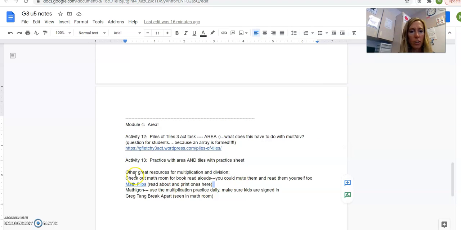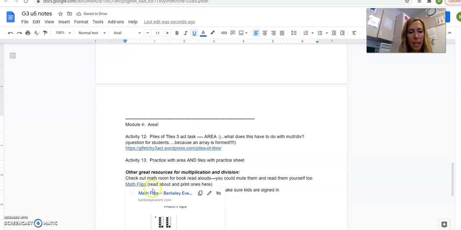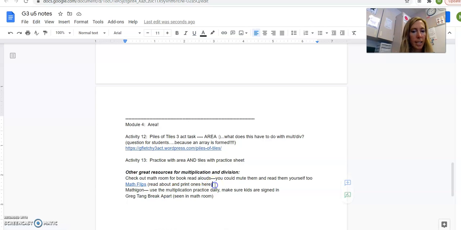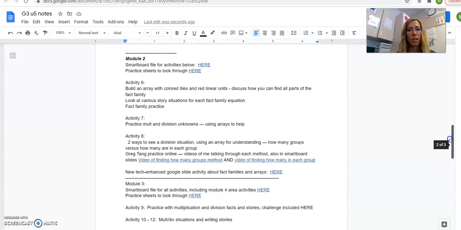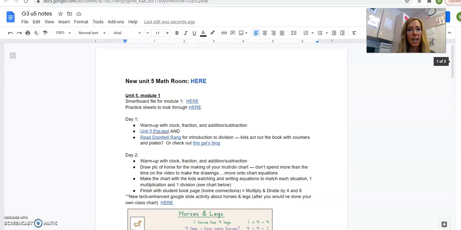All right, other great resources to make use of are in the math room that I showed you, the book read-alouds. There are some math flips that I've used before and I've put as warm-ups for you in past years. You can look through that site if you're interested. Mathagon is on the math room, but another great one for kids to log into and practice daily, logged in. And then Break Apart, which is what I showed you earlier. Now, all this is not set in stone, so you decide what is good for your kids, and know the main idea is multiplication, division, all right? Okay.